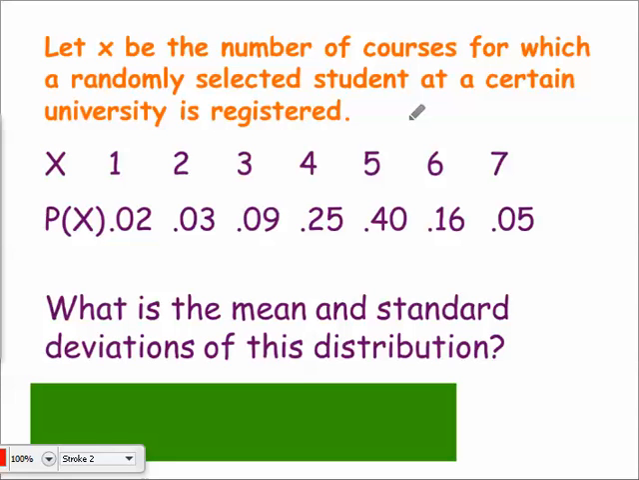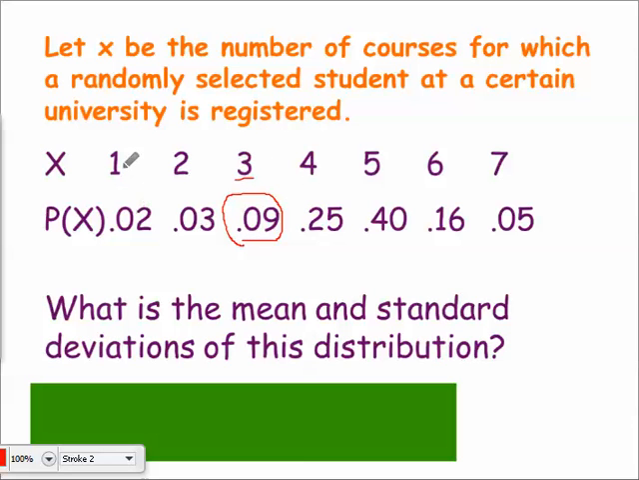Okay? Here we've got X is going to be the number of courses for which a randomly selected student at a certain university is registered for. It's just the number of courses they're registered for. Okay? So if we select a student and they say they're registered at 3 courses, there is a probability of 0.09. And so what we're going to do is we're going to find the weighted mean of doing this.